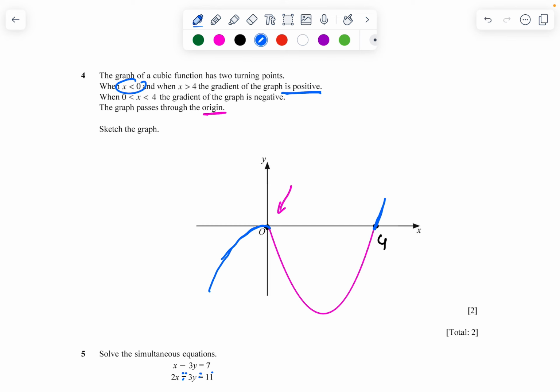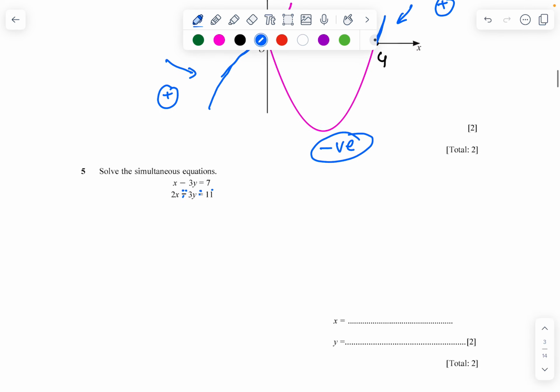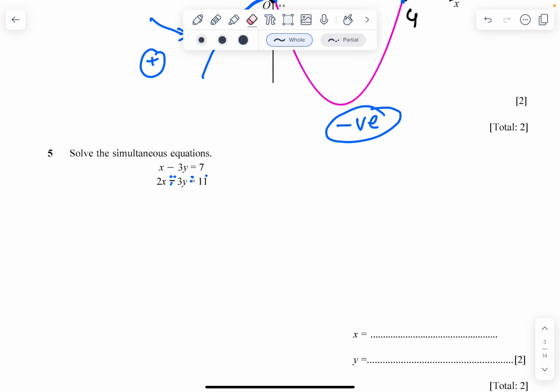So we can see that when x is less than 0, the graph is going up, which is the gradient is positive. And when x is greater than 4, also the gradient is positive. Whereas between 0 to 4, the gradient is going to be negative. Totally it is negative, it is coming down. This is going to be the graph. Next question.